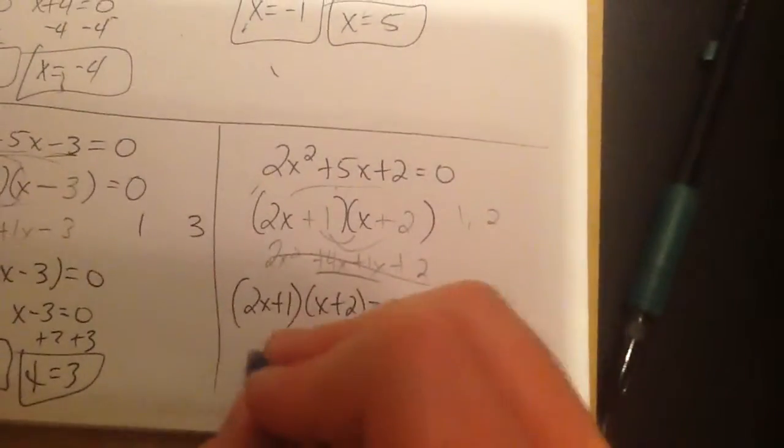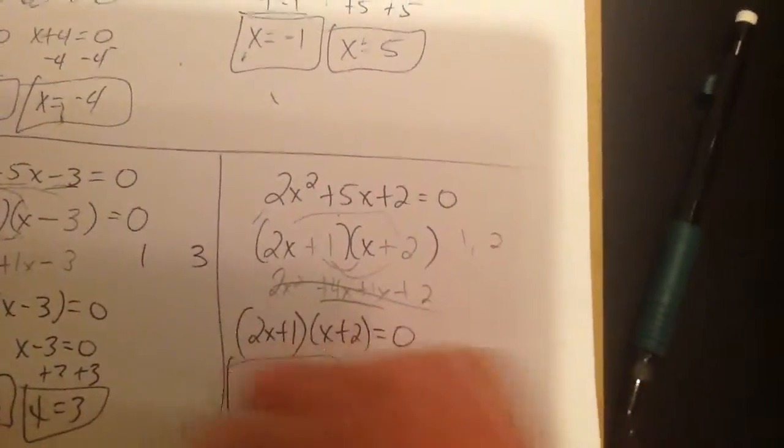There's my factored form. Set each one equal to 0. You'll get negative 1/2 and negative 2.